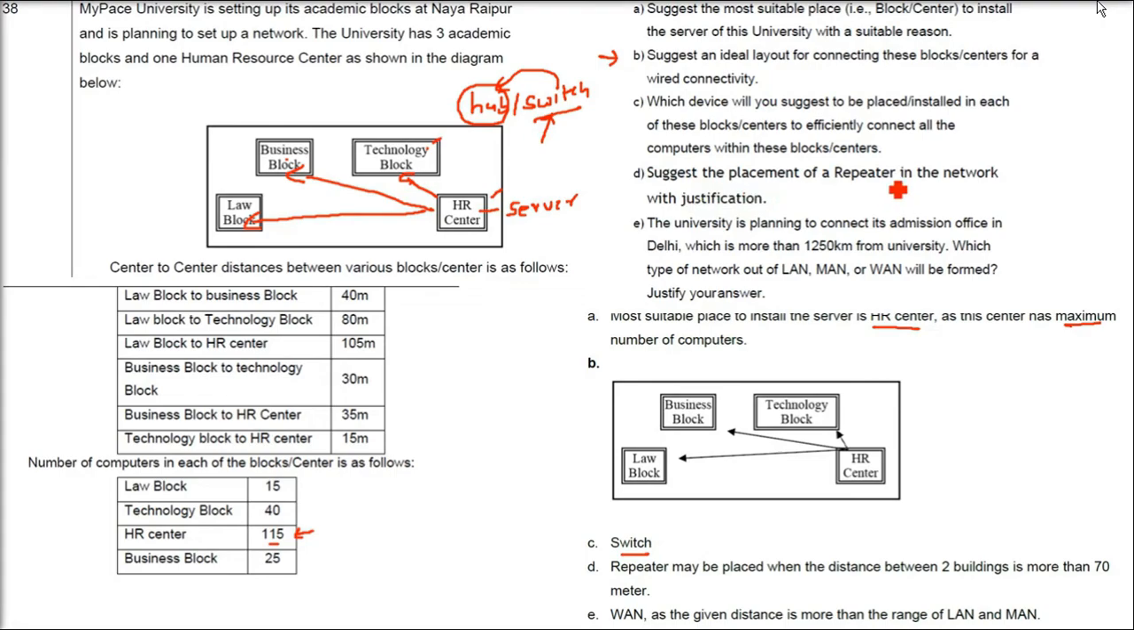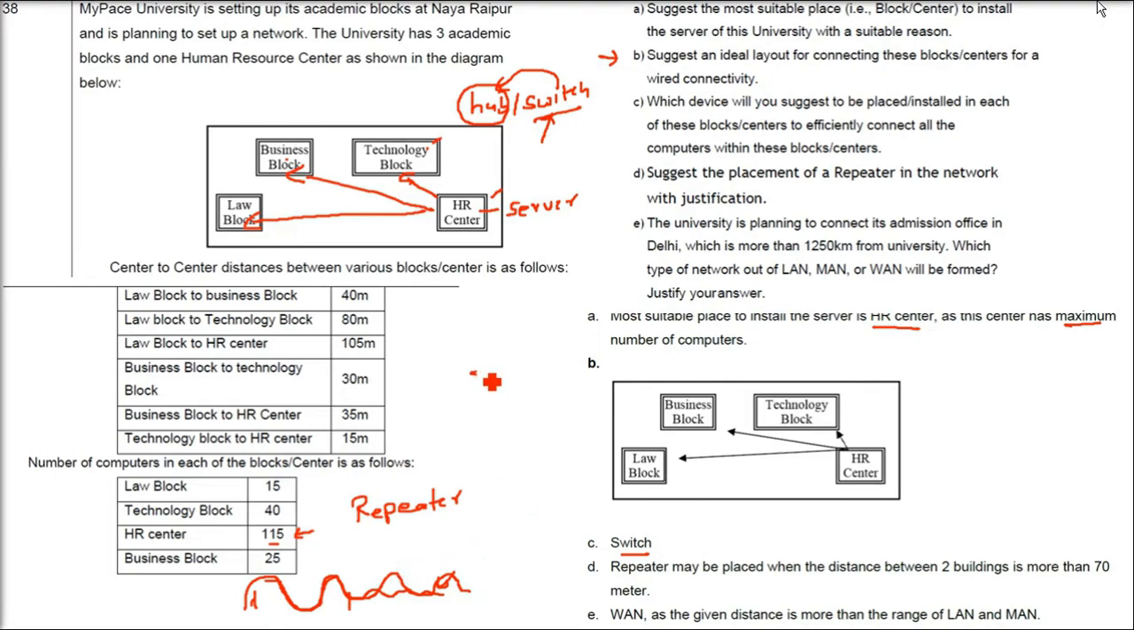Next is suggest the placement of repeater in the network with justification. The word itself says it repeats. It repeats the signal. It amplifies the signal. We just talked about attenuation: whenever you send a signal over a long distance and you don't have a boost, because of various losses there will be attenuation. So you need to put a repeater at regular intervals so that the signal remains the way it was sent, with the same energy, amplitude and frequency.